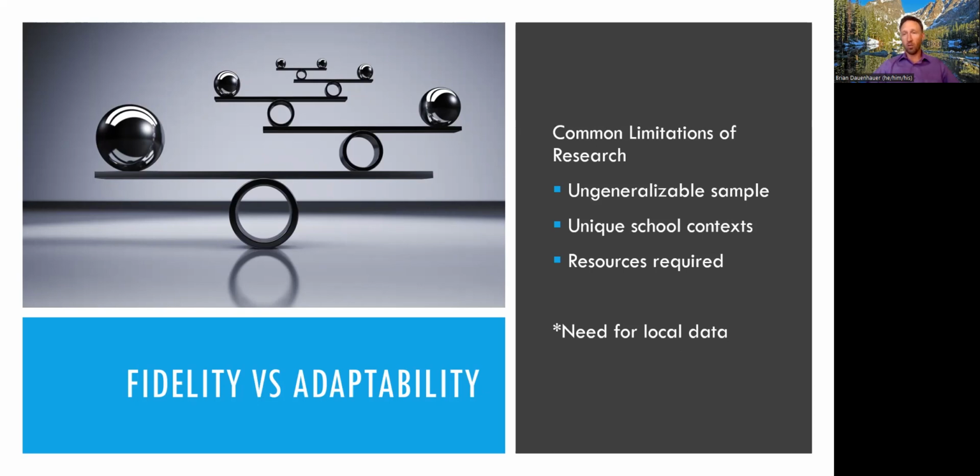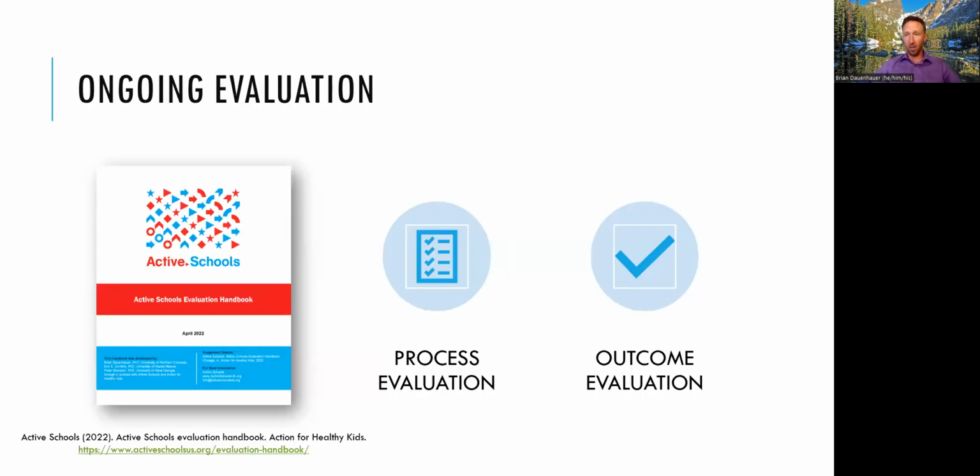And what I would argue in this presentation today is that adaptability is more important than fidelity, because it aligns more closely with the definition of evidence-based practice that I presented previously, where it considers the local school context and it considers the resources of the school community. So if we're going to take what's been done in the research and adapt it to our environment and start implementing it, there is an ongoing need for local data to truly understand if what we're doing is actually having the impact that we desire. So how can that be done?